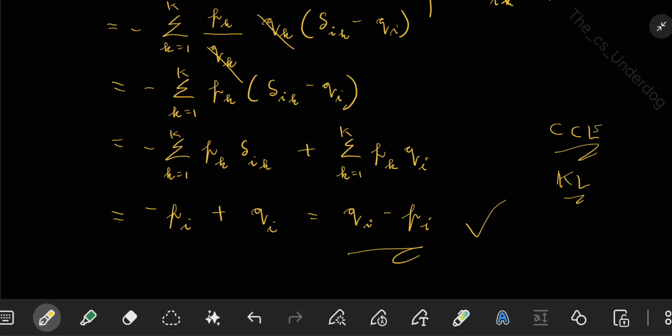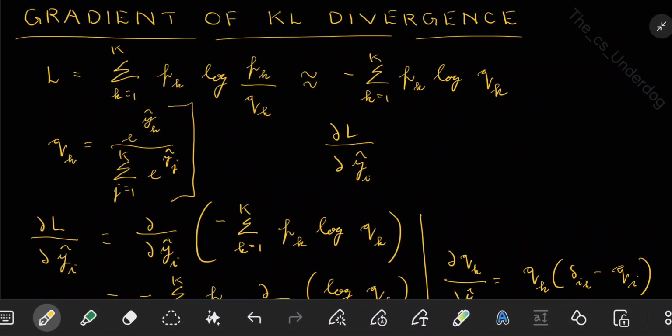Whenever you are learning concepts, if you understand how each concept is related to each other, it's much easier for you to learn. So that's why I specifically mentioned that lecture. So you may try to correlate those. This is about the gradient of KL divergence.